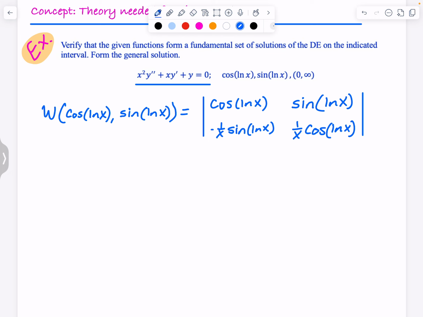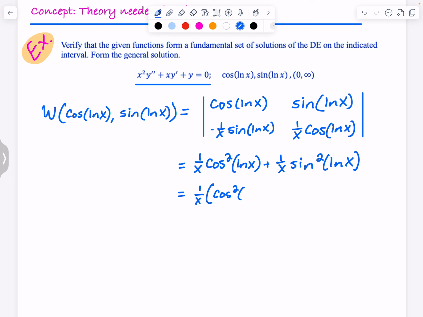All right, and then this is our normal determinant, just a 2 by 2. So I'm going to get 1 over x cosine squared ln of x. You still square it, it doesn't matter that the ln's on the inside. And then it's minus the product of the other diagonal. Sorry, this diagonal. So minus is going to cause a plus, and then I'm going to get sine squared ln of x, right? I have a 1 over x in each one. So I got 1 over x times cosine squared ln of x plus sine squared ln of x.